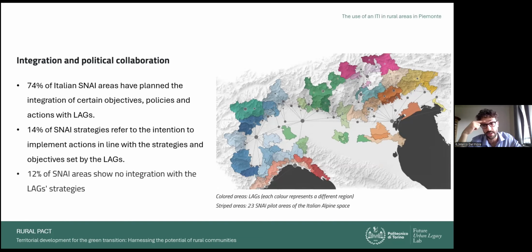Now you can see in the design of the alpine areas, but in general in Italy, almost all Italian regions have made provision for collaboration between these local development policies. Unlike the region of Lombardy, which decided to make no provision for collaboration with local LAGs.